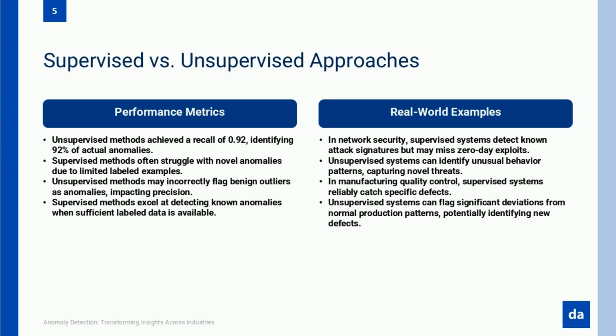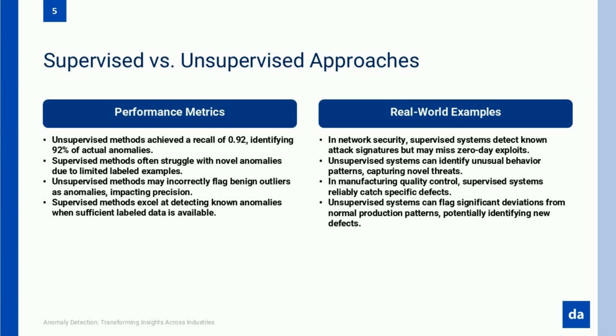Or take manufacturing quality control. A supervised system trained on examples of specific defects will reliably catch those exact issues, but might miss a new type of defect caused by a recently degraded component. An unsupervised system monitoring overall product characteristics would flag any significant deviation from normal production patterns, potentially catching the new defect type before it affects thousands of units.